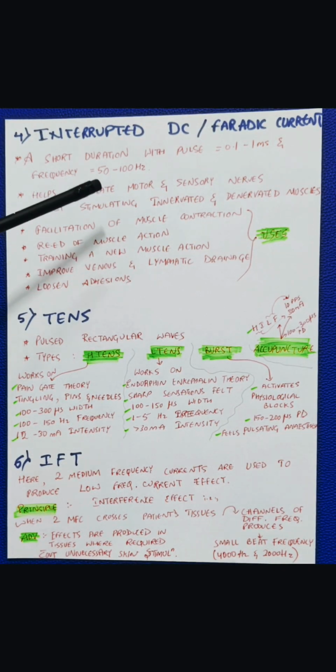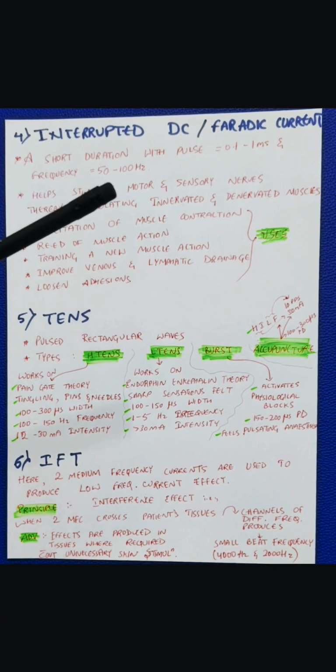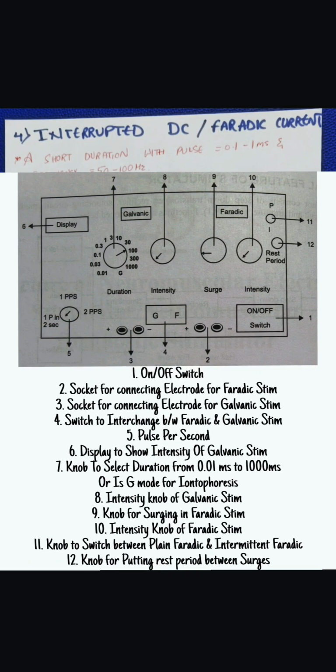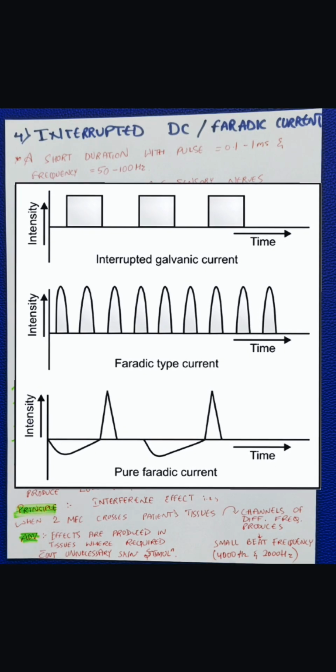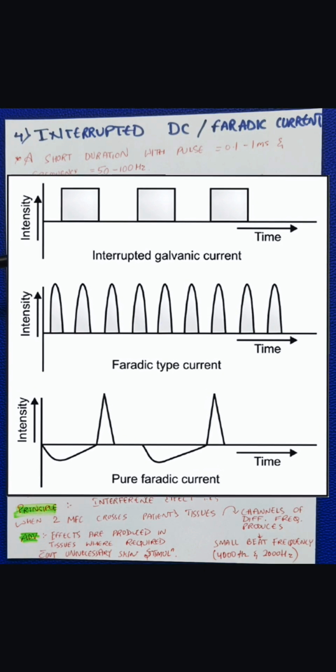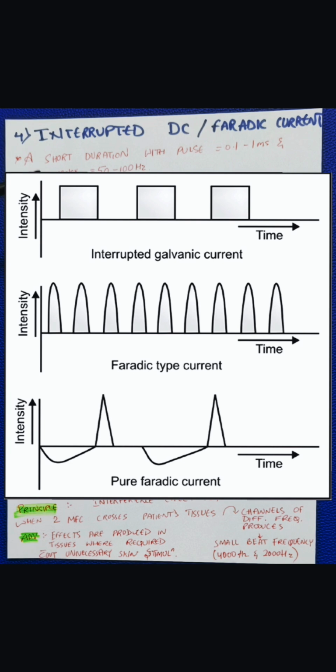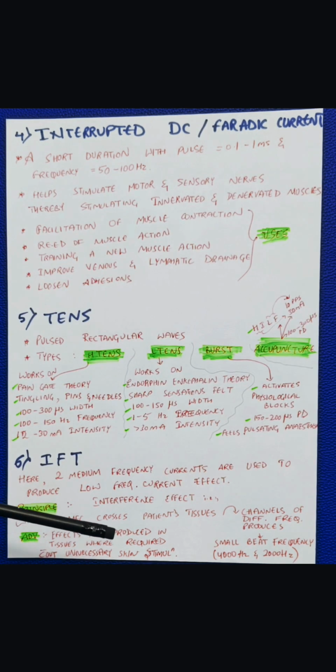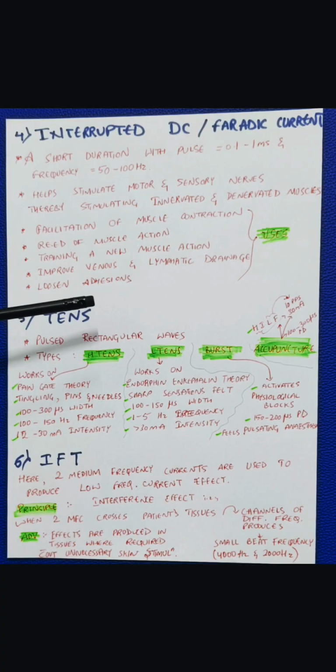Then we have interrupted direct current, also known as Faradic current. These are currents with short duration, with a pulse of 0.1 to 1 milliseconds and a frequency of 50 to 100 Hz. They help stimulate the motor and sensory nerves, thereby stimulating innervated and denervated muscles. What are its uses? It helps in facilitating muscle contraction, to re-educate a muscle action, training a new muscle action, and to improve venous and lymphatic drainage. It helps in loosening the adhesions.